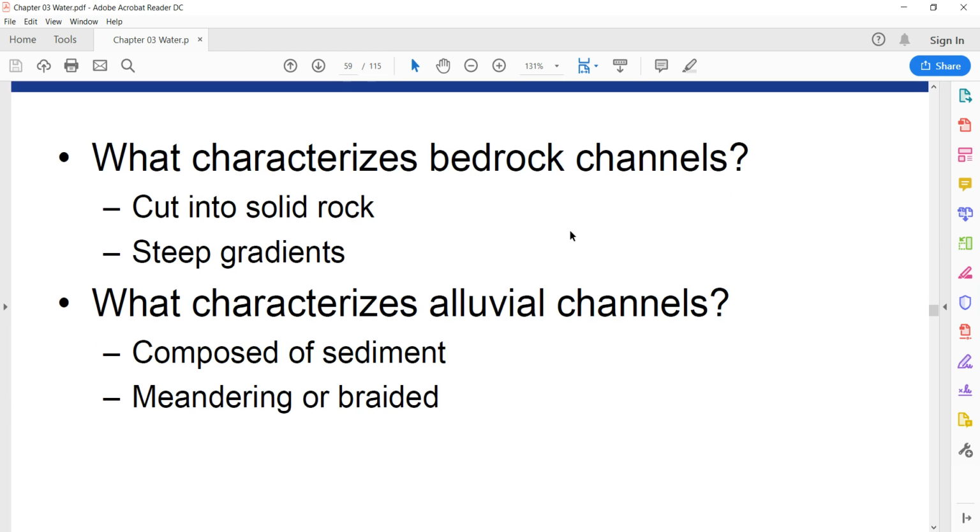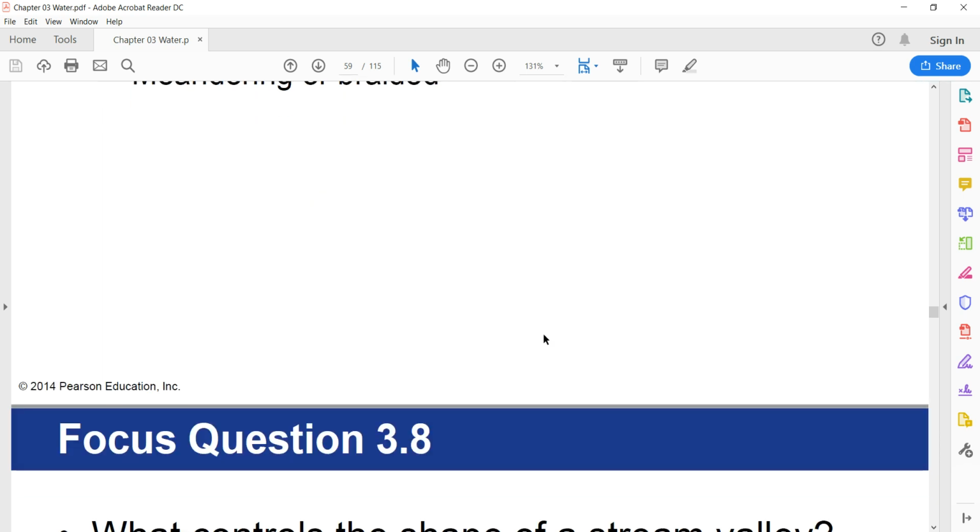What characterizes bedrock channels? If it can cut into solid rock, then it is called a bedrock channel. It has a steep gradient. What characterizes alluvial channels? It is composed of sediments. It meanders or is braided.